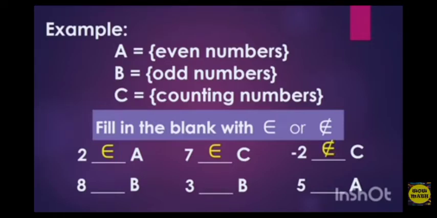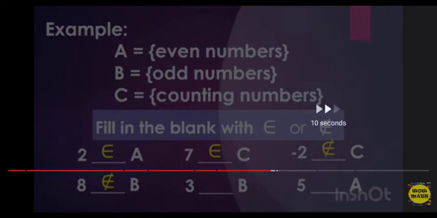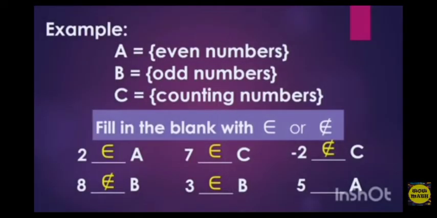How about 8? Is that an odd number? Obviously, it's not. Is 3 an element of set B? Of course it is. So it is an odd number. How about 5? Is that an even number? So no, that is not an element of set A.